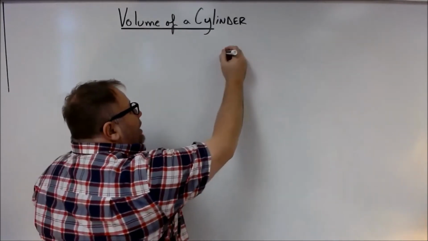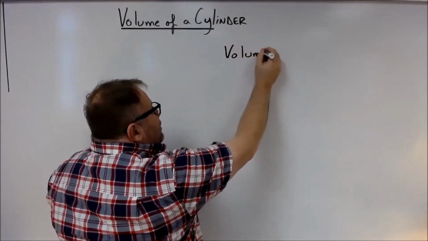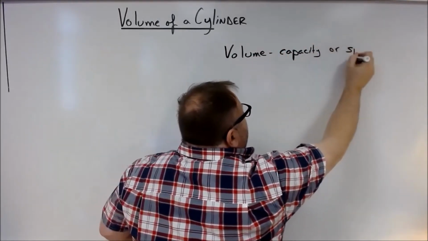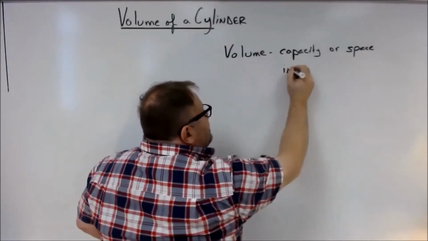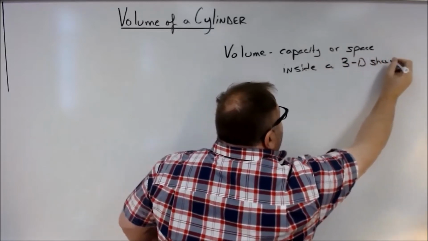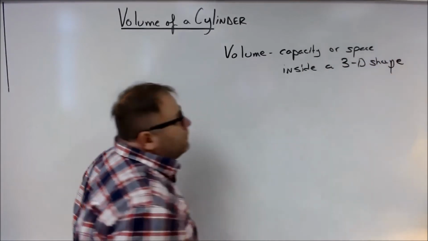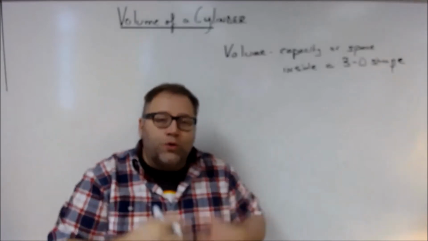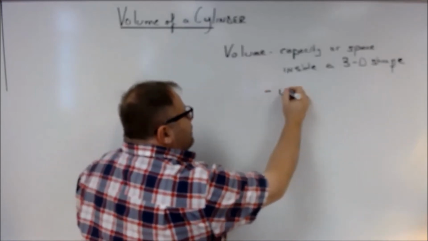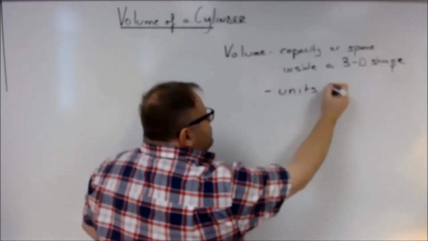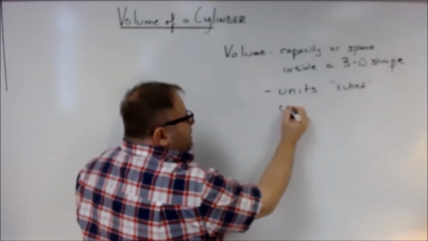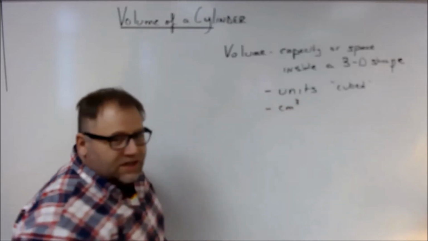So just to say that, right, let's just get a definition for volume here. What we're talking about then is the capacity or space inside a 3D shape. Right, how much room is there inside something? When we do problems about volume, we're going to label it in whatever units we're using, and then cubed, like centimeters cubed is an example of that.